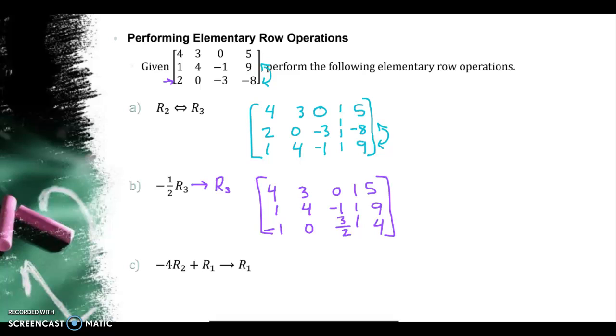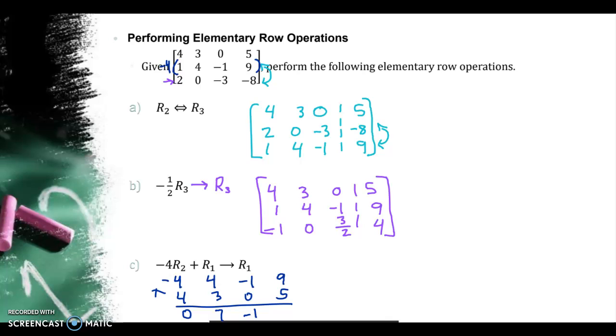Next, negative 4 times row 2 plus row 1, and then replacing row 1 with that. We're going to multiply row 2 by negative 4. And that's going to give me negative 4, 4, negative 1, and 9. Then I'm going to add row 1, which is 4, 3, 0, 5. When I add these together, these numbers are what I'm going to replace row 1 with. Negative 4 plus 4 is 0. 4 plus 3 is 7. Negative 1 plus 0 is negative 1. And 9 plus 5.